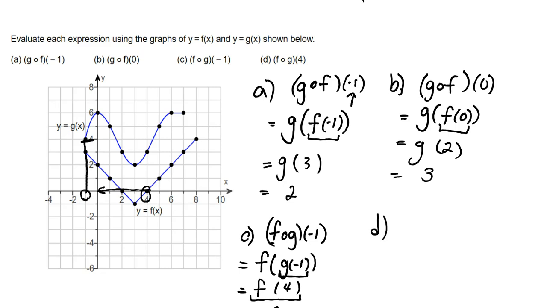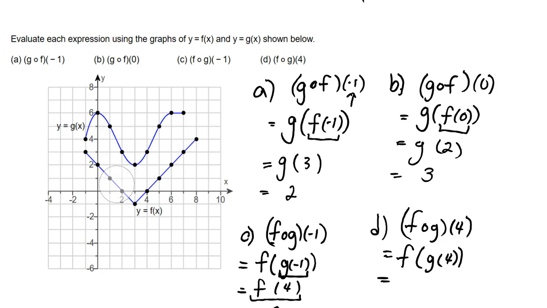Last one, f composed with g of 4. F is the outside function, g is the inside function. And we'll find g of 4. So we start off with an x value of 4, go up to the graph of g to get a y value of 3. So g of 4 is 3. Now we can find f of 3. Go to an x value of 3, go to the graph of f, and we get a y value of -1. F of 3 is -1. F composed with g of 4 is -1.